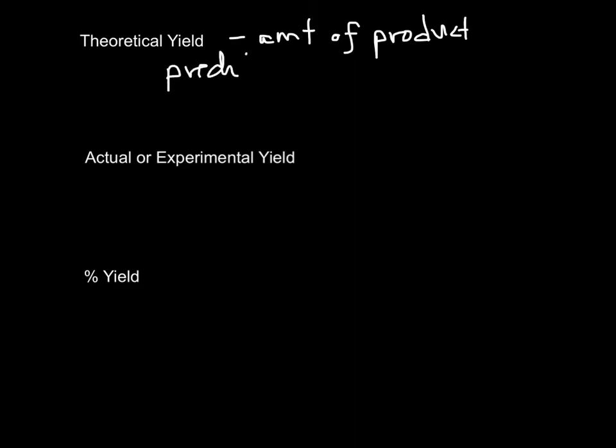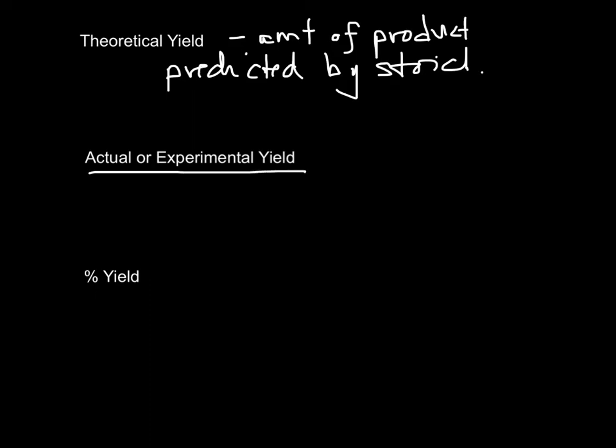Okay, last video in this series is to learn about percent yield. So theoretical yield, that is the amount of product that you expect to make. Okay, that's what we've been calculating all along. This is the amount of product predicted by your stoichiometry. So you do your stoichiometry and it's the answer we've been getting.